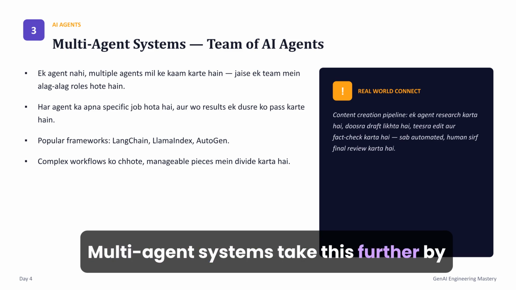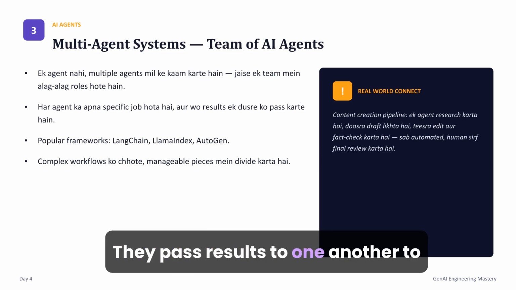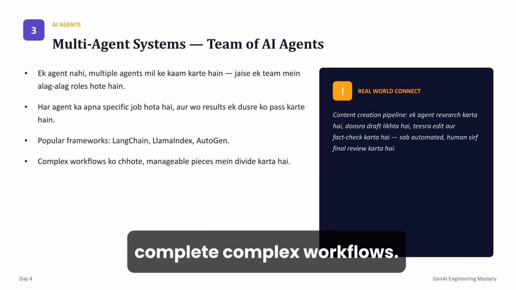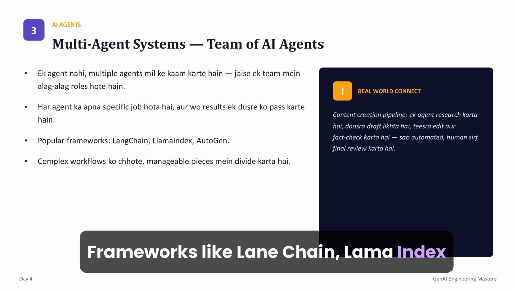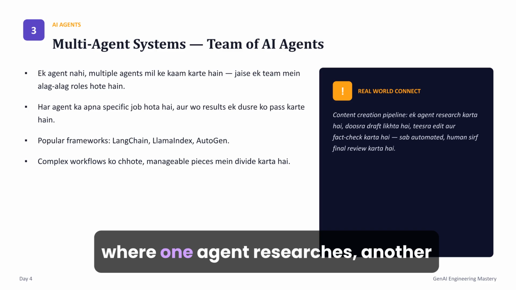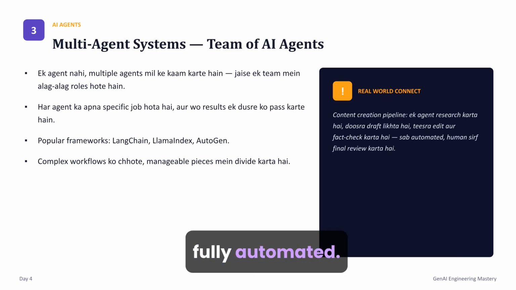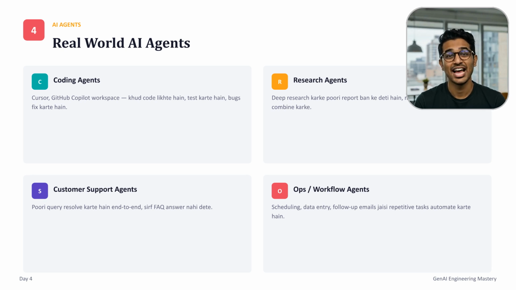Multi-agent systems take this further by creating a team of agents, each with specific roles. They pass results to one another to complete complex workflows. Frameworks like LangChain, LlamaIndex, and AutoGen facilitate this. A great example is a content pipeline, where one agent researches, another drafts, and a third edits and fact-checks, all fully automated. We see AI agents at work everywhere.